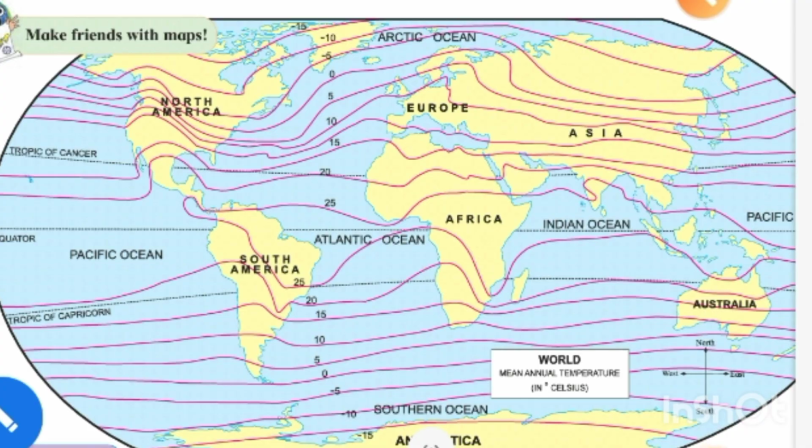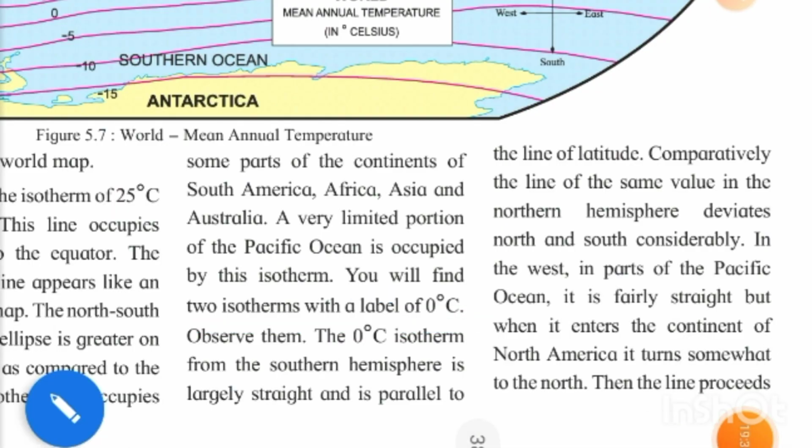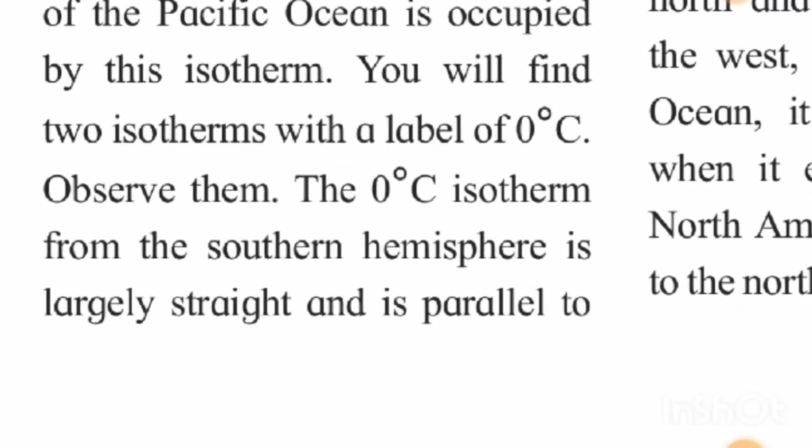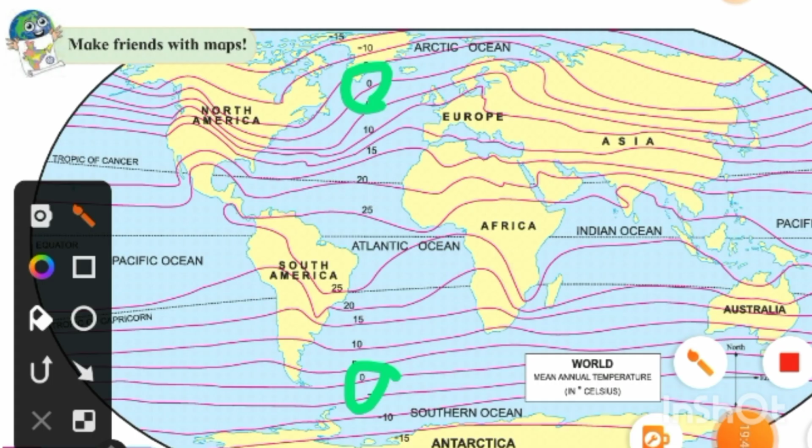So from this we will find two isotherms with a label of 0 degree Celsius. Let's see that. I hope you can see the 0 degree isotherm in the northern and southern hemisphere both.